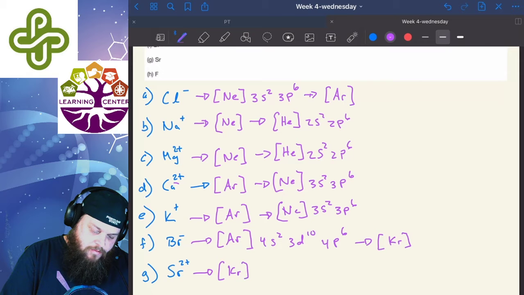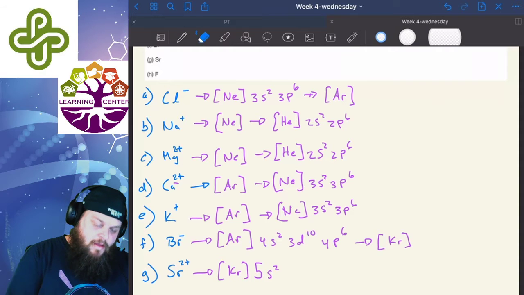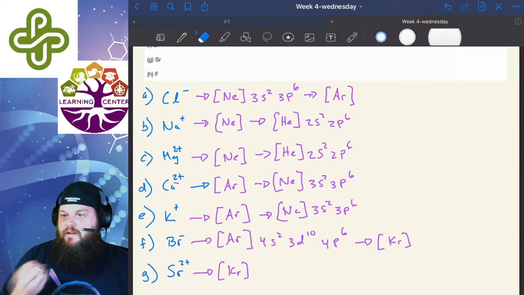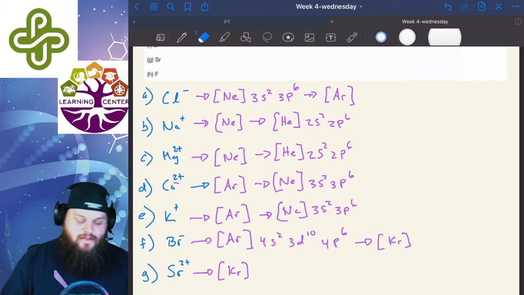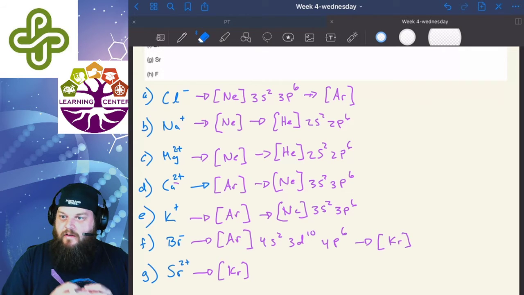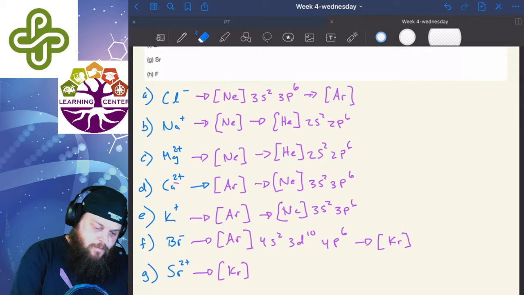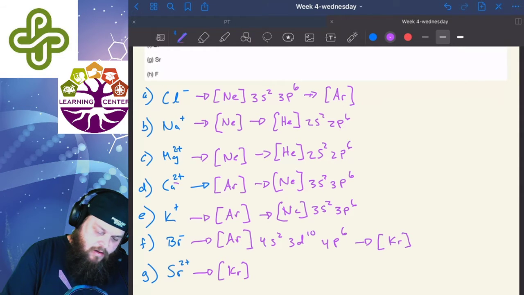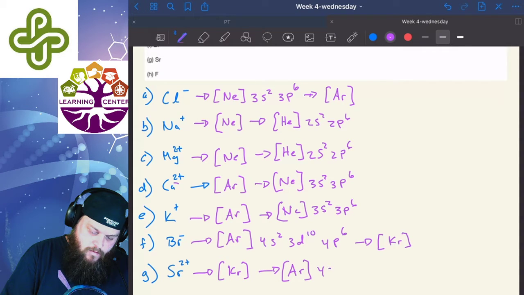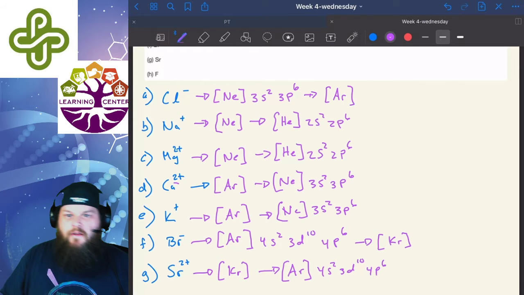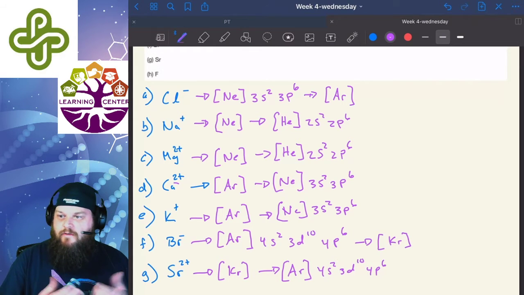Kr, we could say then 5s2. My 5s and s's look very similar, so let's make it clear, 5s2. That's what normal strontium would be, but those get eliminated because we lose those electrons during ionization. It becomes the same electron configuration as just that krypton core. We could also write that with an argon core: Ar core, 4s2, 3d10, 4p6. That's the same idea as just a krypton core there.